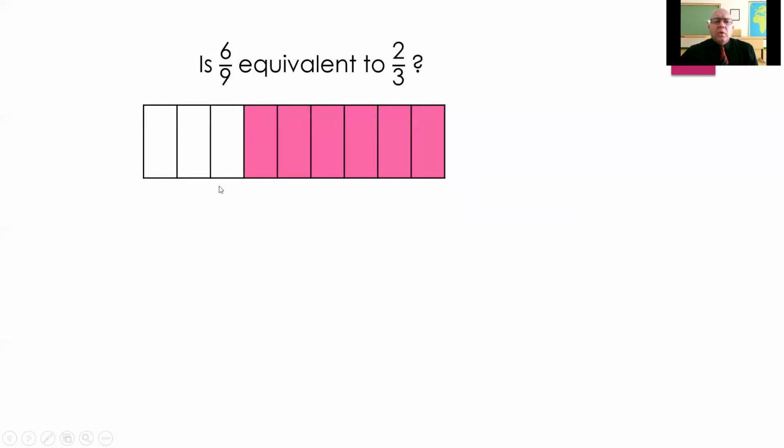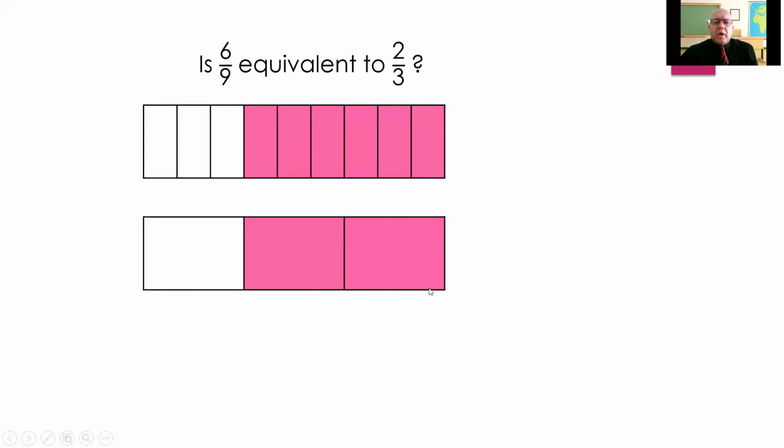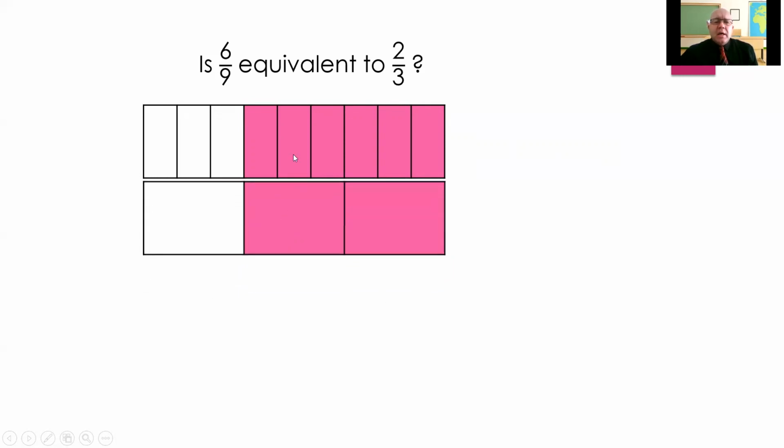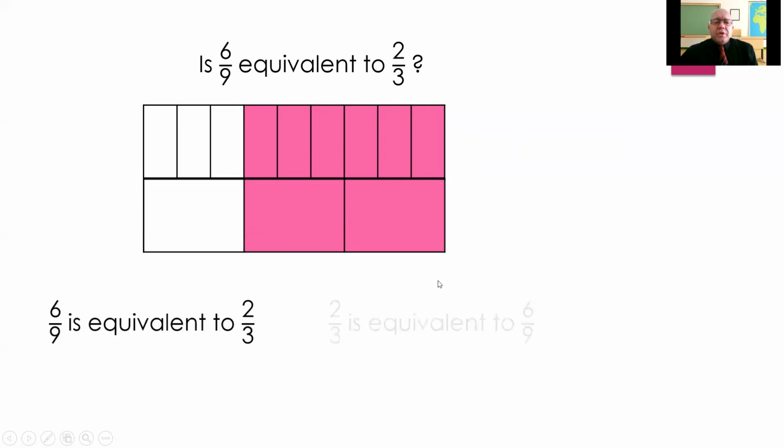Well, here's our whole, and it's been split into 9 equal parts, and 6 of them have been shaded. So this is showing us 6/9. Here's our thirds, 3 equal pieces, and 2 of them have been shaded. So here's our 2/3. And you can quite clearly see that these are the same size. So 6/9 is equivalent to 2/3. And 2/3 is equivalent to 6/9. It works both ways.